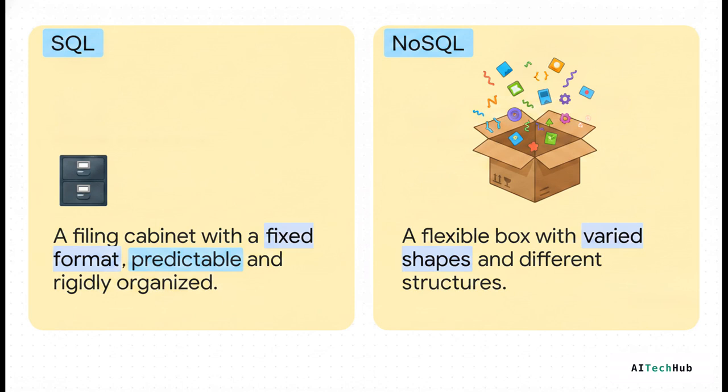If SQL is the strict filing cabinet, NoSQL is more like a massive, flexible box. Imagine this large open container where you can just throw in different kinds of documents. They can be different shapes, they can have entirely different internal structures, and the real beauty of it is that you don't need everything to match a fixed format or predefined schema ahead of time. You just drop the data in. It gives you incredible flexibility for rapid development, even though it means you're giving up that rigidly predictable organization.